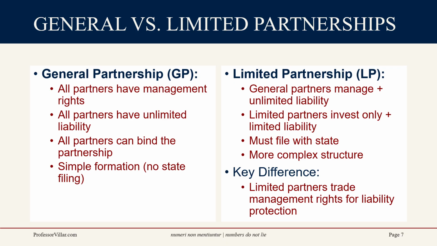Limited partnerships, on the other hand, have two classes of partners: the general partner, who manages the business and has unlimited personal liability, as well as the limited partners, which are simply investors. They cannot participate in the day-to-day management of the business, but they are generally entitled to limited liability protection. Limited partnerships must file with the state, while a general partnership does not have to file with the state. So basically, this is the trade-off for the limited partners in order to get a little bit of liability protection.